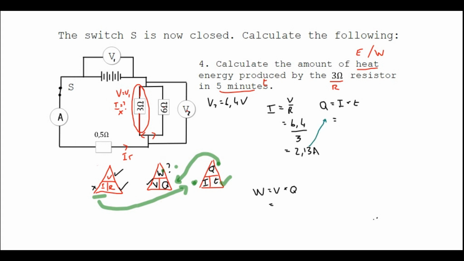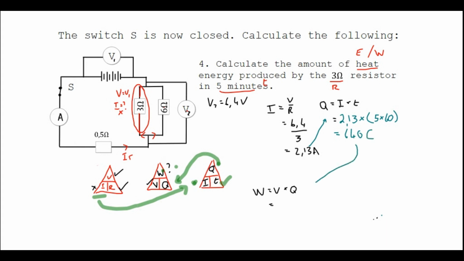So Q equals 2.13 amps multiplied by our time. Please remember time is in seconds. So even though it's 5 minutes, it needs to be times 60 to get seconds. Alright, and that gives us a value of 640. 640 what? Well, it's Q, so coulombs.